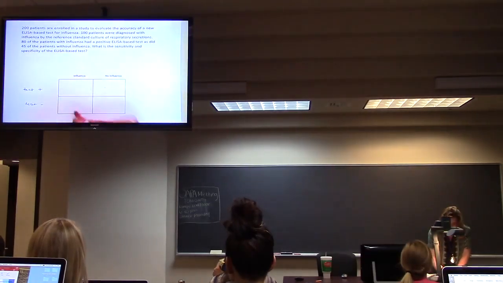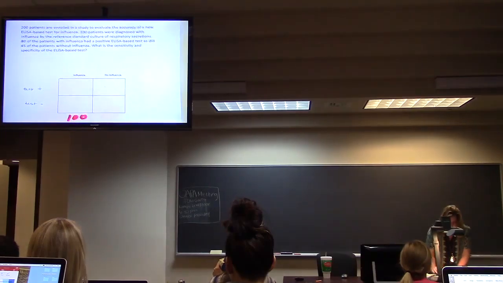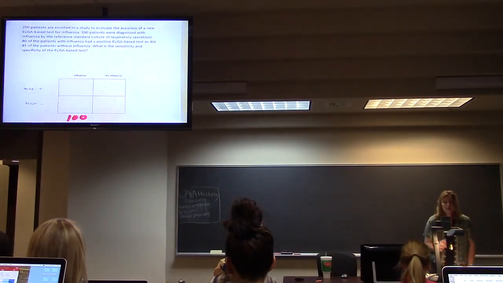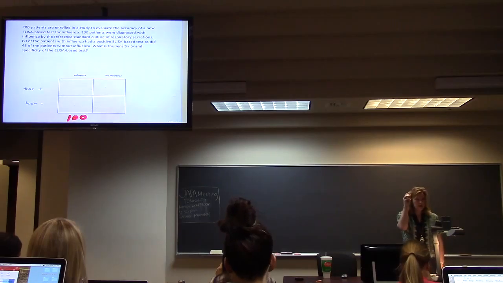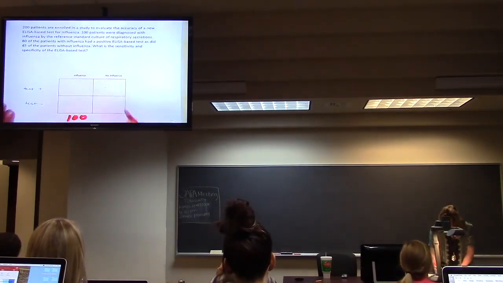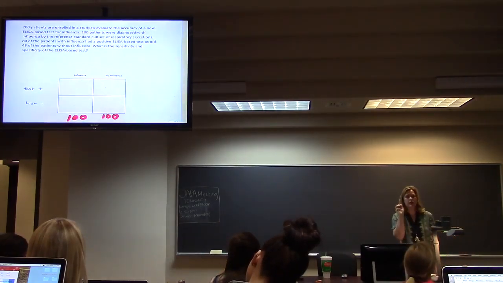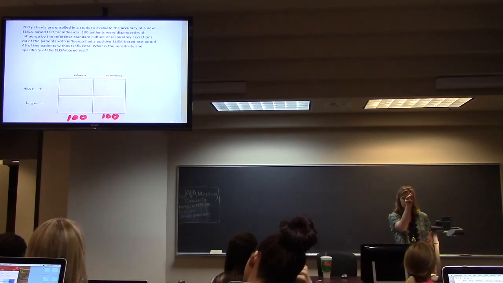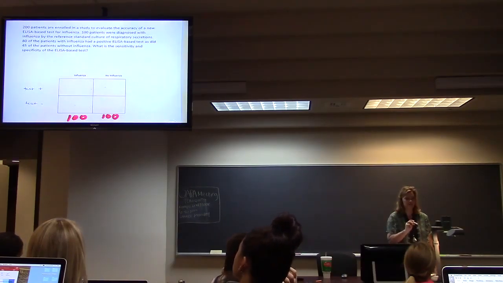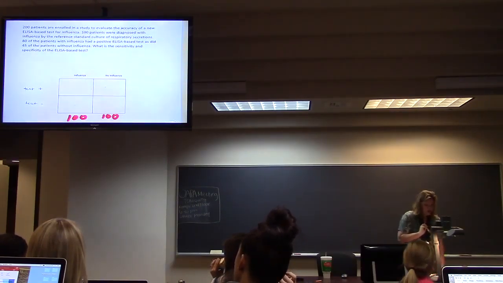So I'm going to put down here 100. We know 100 people have influenza. Now, because there's 200 people in the study, and because I made this up, there's also 100 people without influenza. Let's keep it simple. So 100 people with influenza, 100 people without, to make up our total 200 patients in the study. Nothing too hard so far.